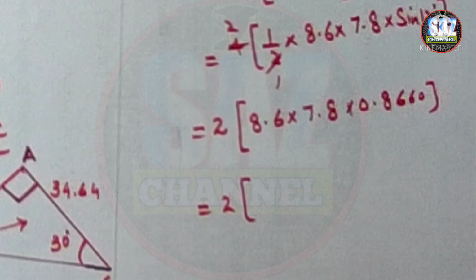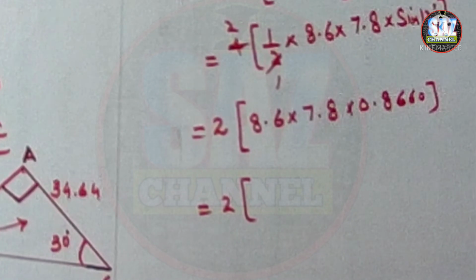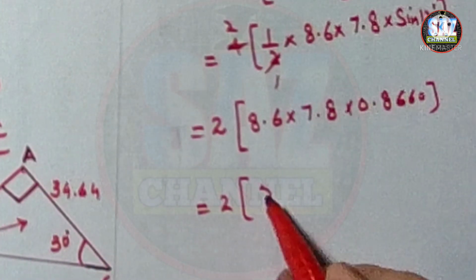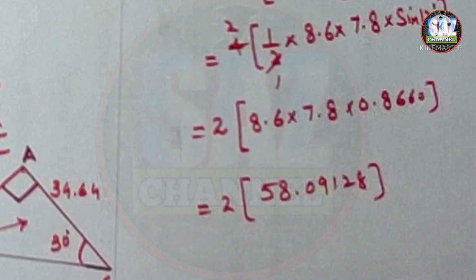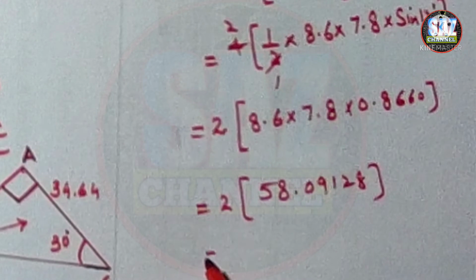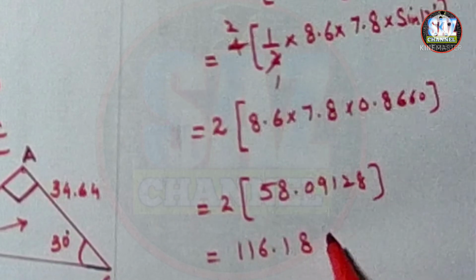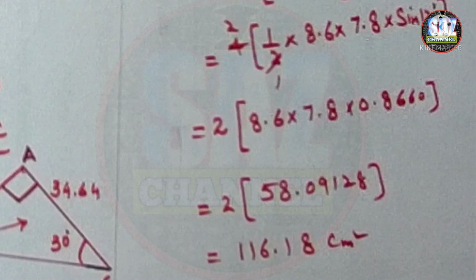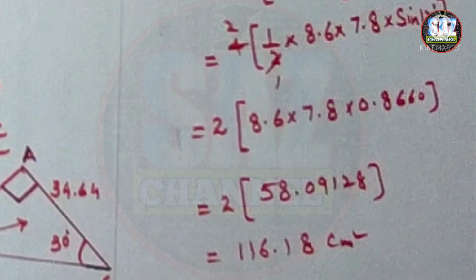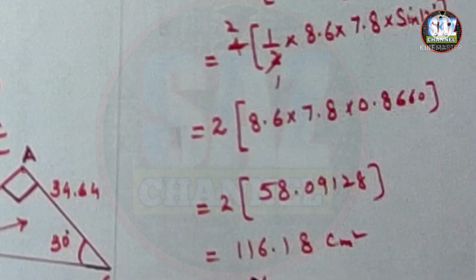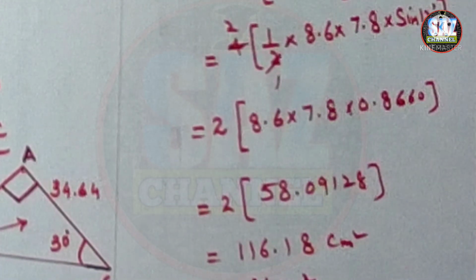8.6 multiplied by 7.8 multiplied by 0.8660 gives me 58.09128, multiplied by 2. This is 116.18 centimeters square, and as we have to give our answer to 3 significant figures, this will be approximately 116 centimeters square. Really easy and important lessons.